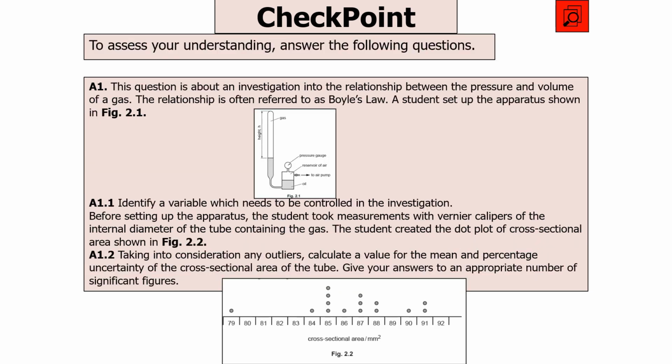The next question says, this question is about an investigation into the relationship between pressure and volume of a gas. This is often referred to as Boyle's law. A student sets up the apparatus as shown in the picture. Identify a variable that needs to be controlled in the investigation.